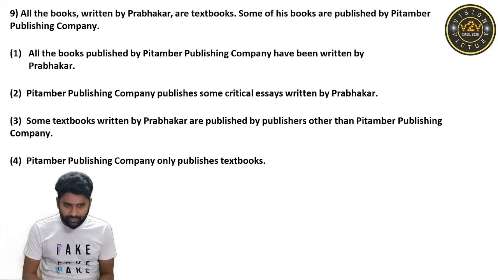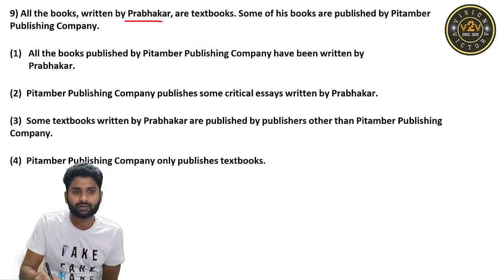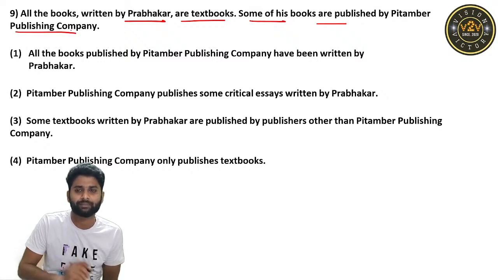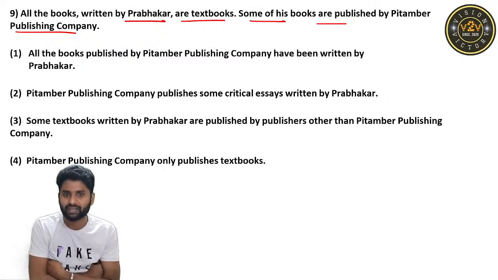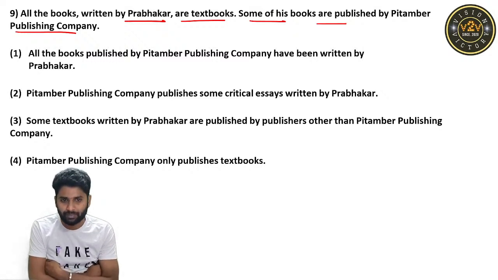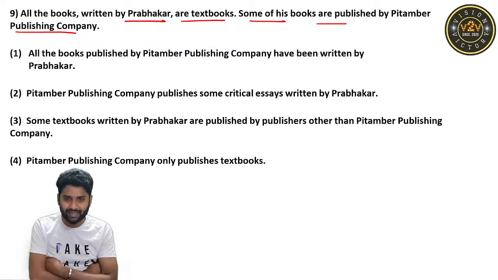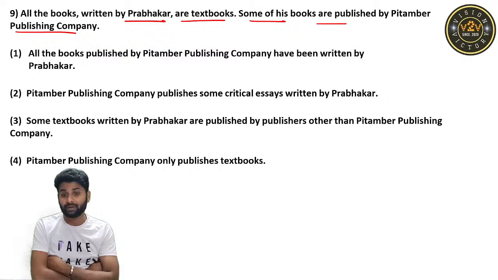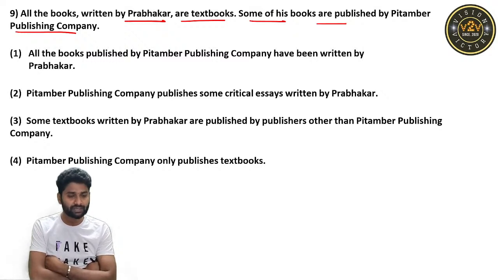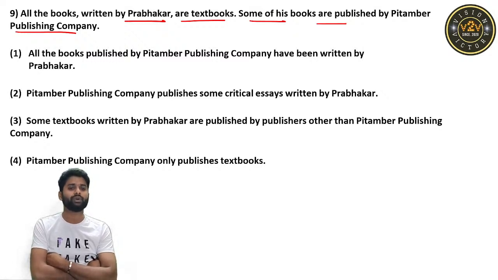Now see, guys, all the books written by Prabhakar are textbooks. And some of his books are published by Pitambar Publishing Company. So we have four statements. All books published by Pitambar Publication Company have been written by Prabhakar. Pitambar Publication Company published some critical essays written by Prabhakar. Some textbooks written by Prabhakar are published by publishers other than Pitambar Publication Company. And Pitambar Publication Company only publishes textbooks. So which one is correct?